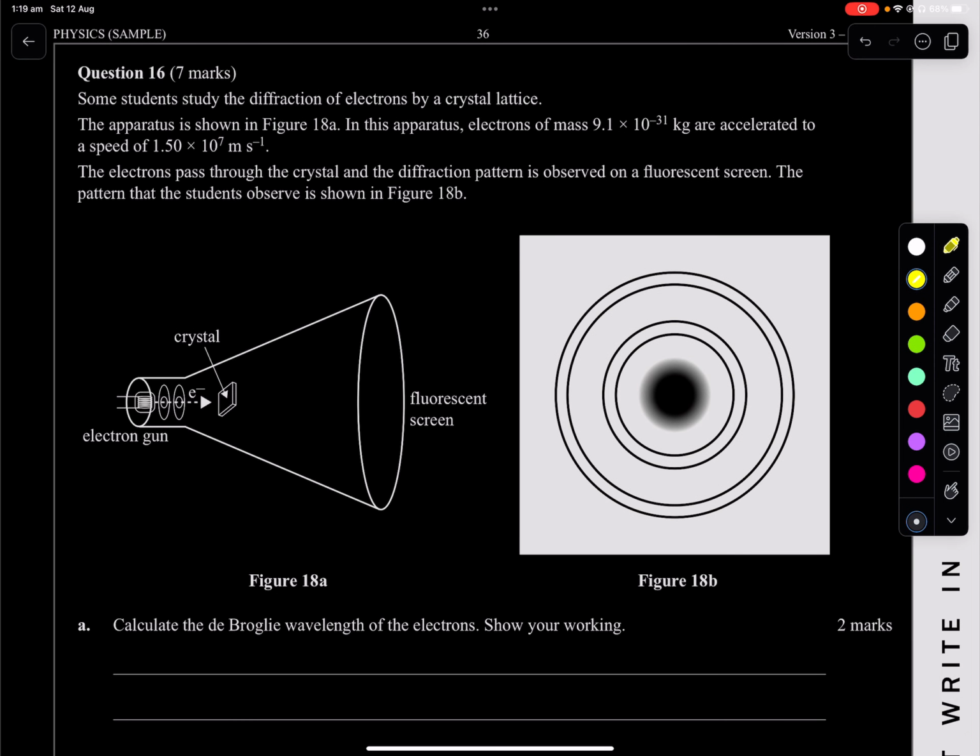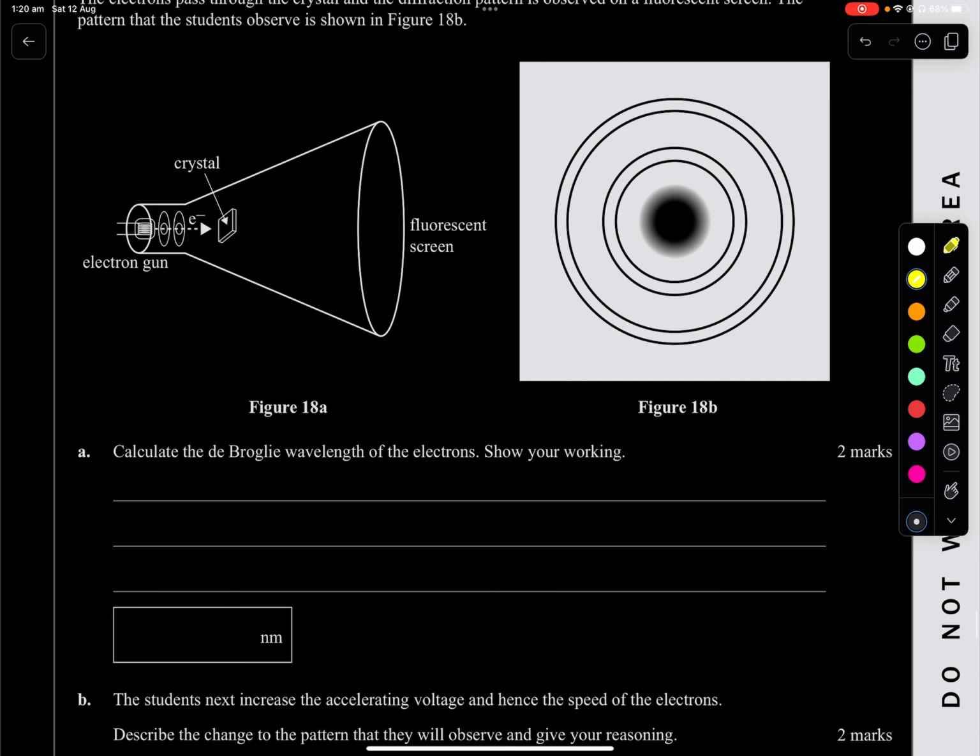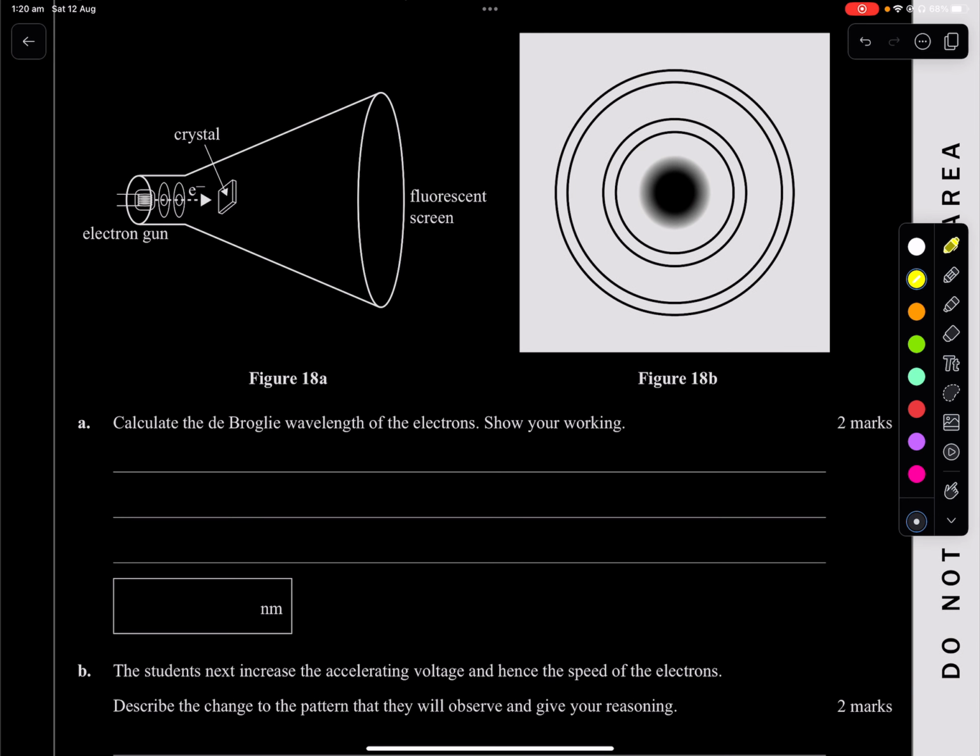Question 17. Some students study the diffraction of electrons by a crystal lattice, and the apparatus is shown in figure 18a. In this apparatus, electrons of mass this are accelerated to a speed of this. The electrons pass through the crystal and the diffraction pattern is observed on a fluorescent screen. The pattern that the students observe is shown. Okay. Calculate the de Broglie wavelength of the electron.